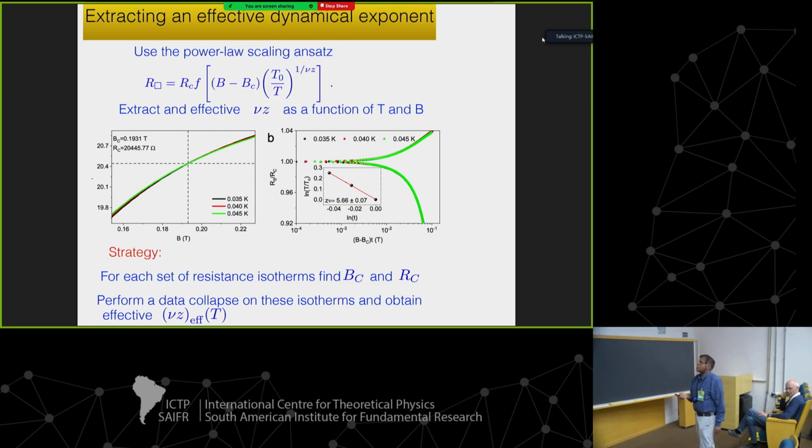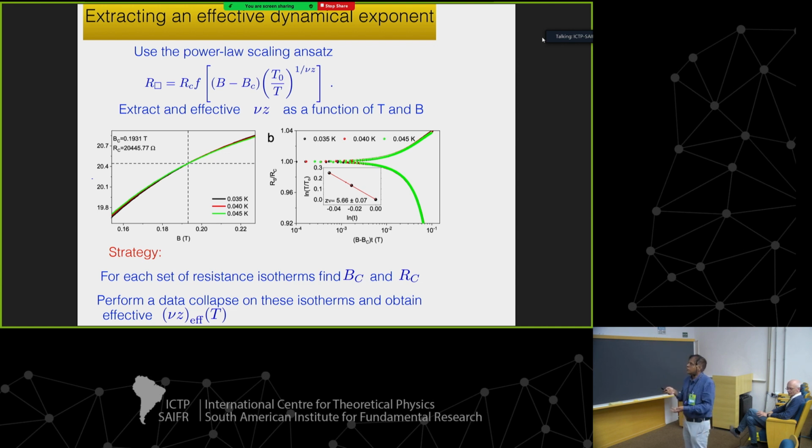So our strategy to essentially glean out nu z, or effective nu z, follows the following procedure. What we do is we take magnetoresistance isotherms, the three nearest ones, and try to figure out where the critical BC and RC lies. Taking these three isotherms together, we try to do a scaling plot based on this power law scaling ansatz. This power law scaling ansatz tells you what nu z is as a function of temperature.